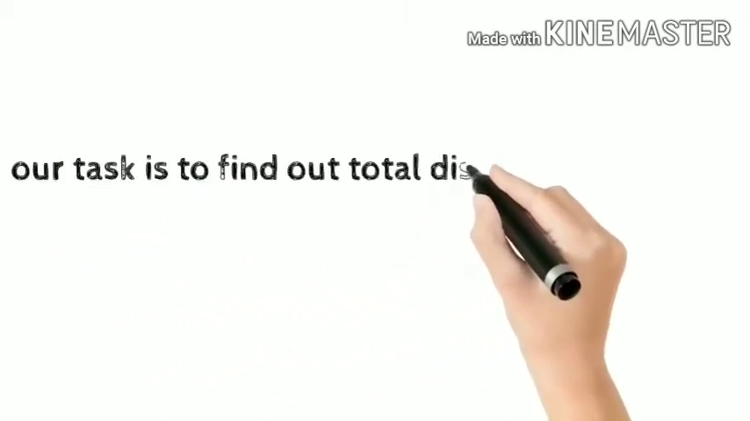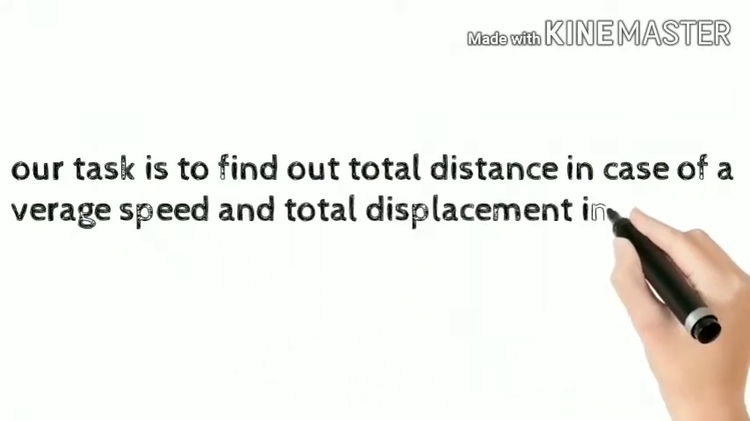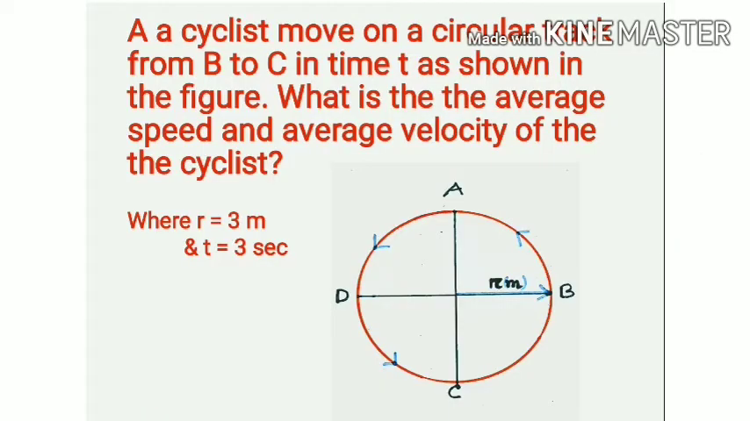So, our task in this kind of problem will be to find out total distance in case of average speed and total displacement in case of average velocity. Let's understand the concept with the help of a numerical.